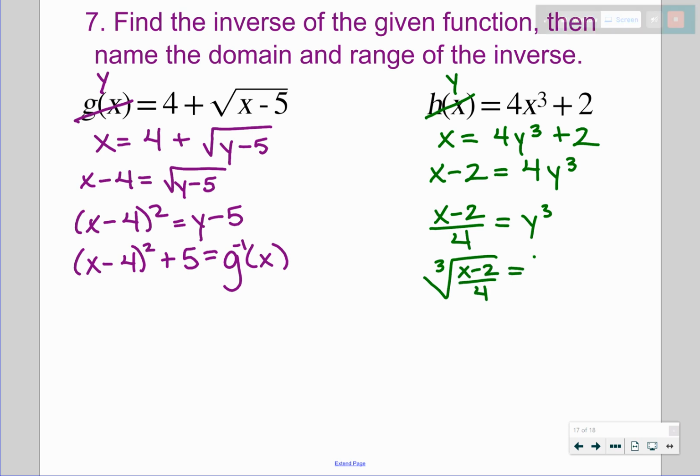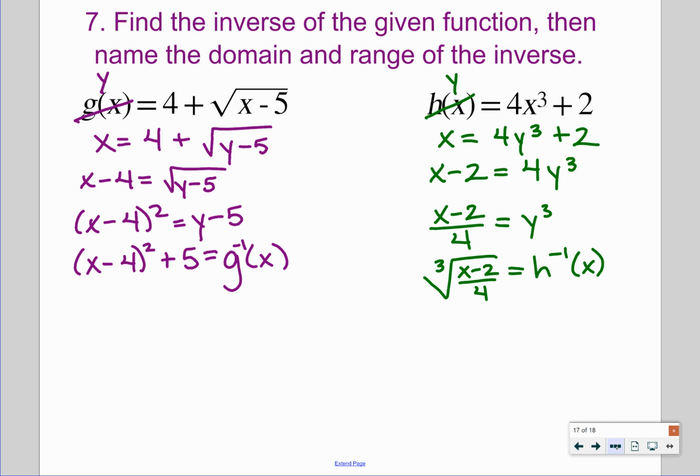And again, instead of y, h inverse. There is no need to simplify any more than that. Okay, so questions on finding an inverse. How we're doing this. Switching our x and y, solving for y, putting back in our function notation.